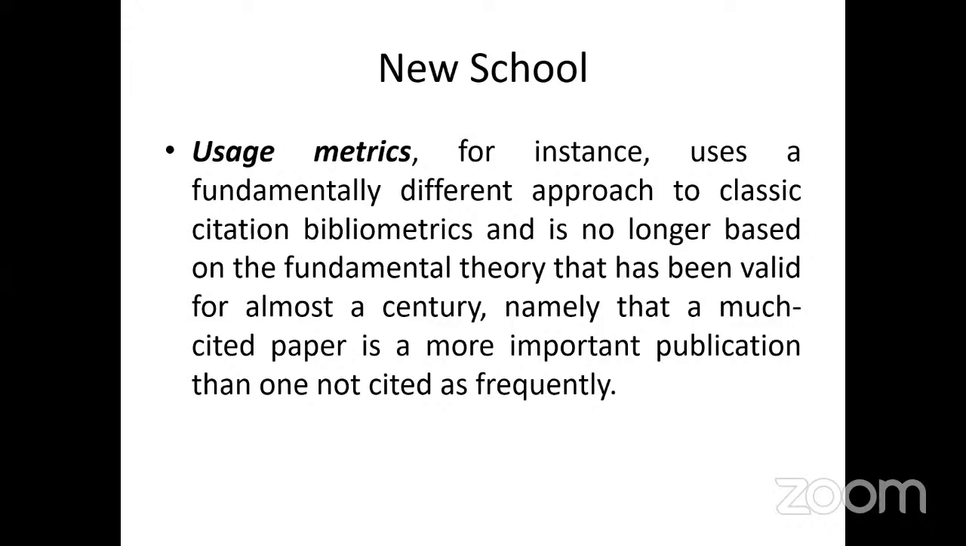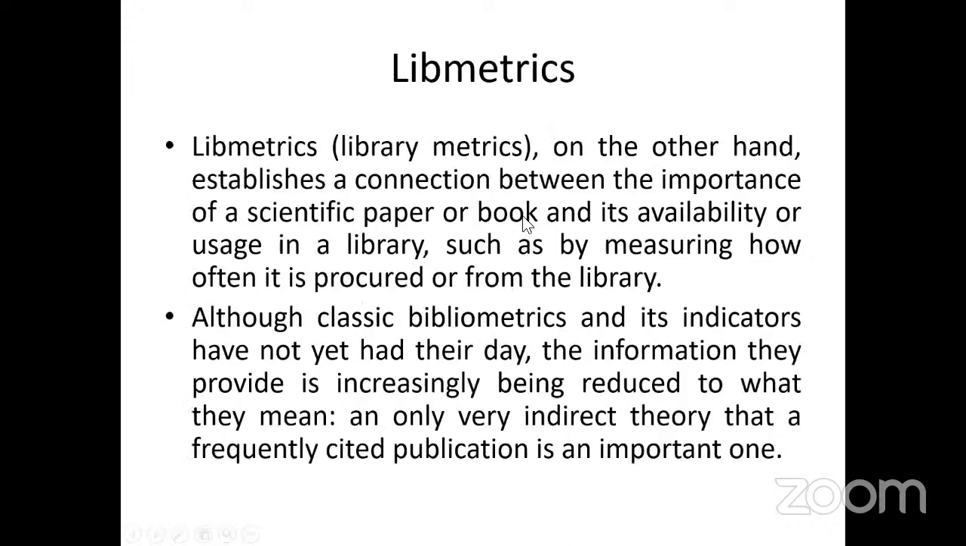So usage metric, for instance, uses a fundamentally different approach to classical citation bibliometric and is no longer based on the fundamental theory, right? So here we are talking about how frequently the article was used, or how frequently the article was issued in the library. Usage metrics, or lib metrics, on the other hand, establish a connection between the importance of the scientific paper or book and its availability or usage in the library, such as by measuring how often it is procured from the library. Right?